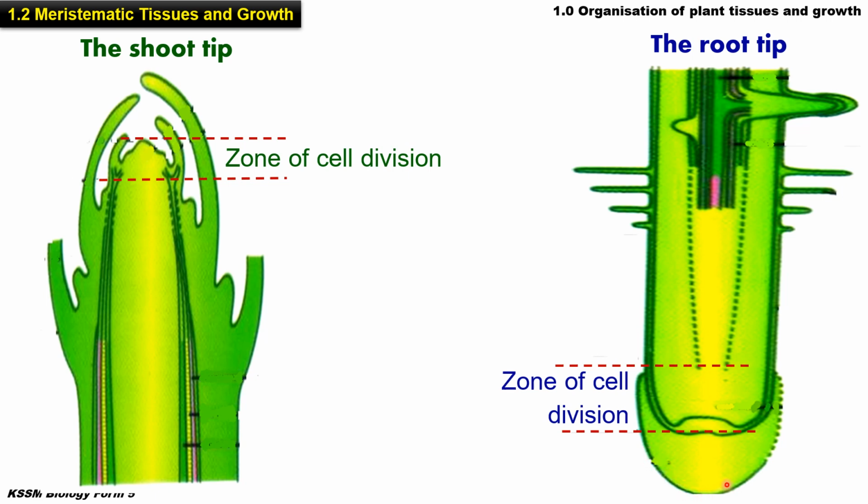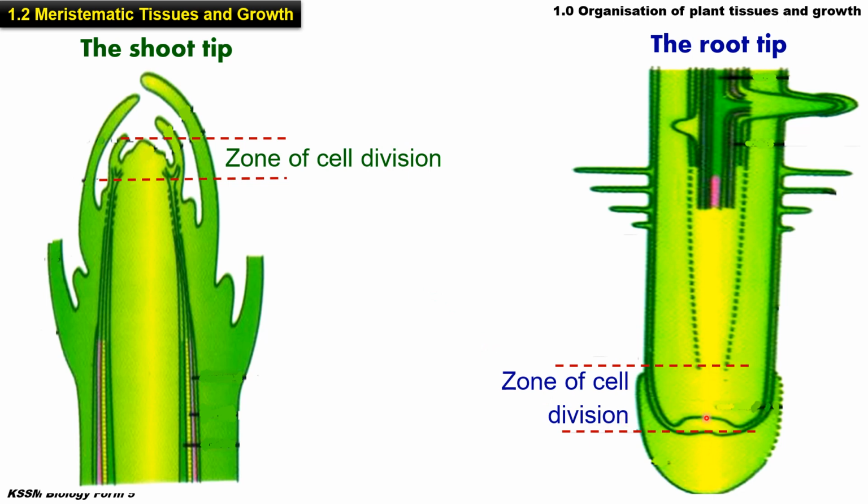Okay, ini adalah root cap. The helmet for the root. Okay, so ini bukan zone of cell division. Ini adalah root cap. For the shoot, there is no root cap. There is no shoot cap. Okay, for the root, yes, it has the root cap.